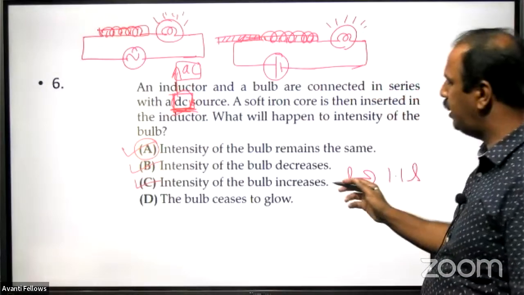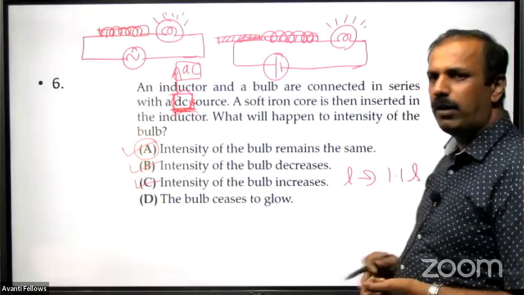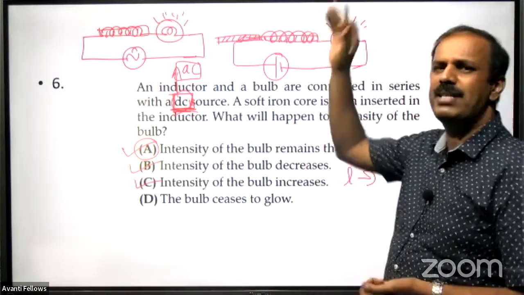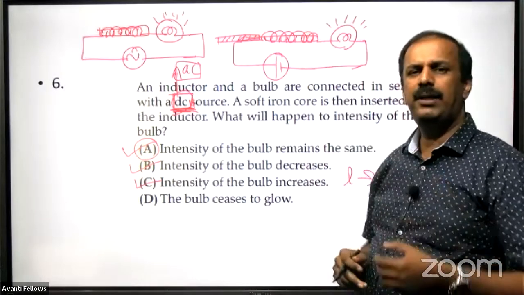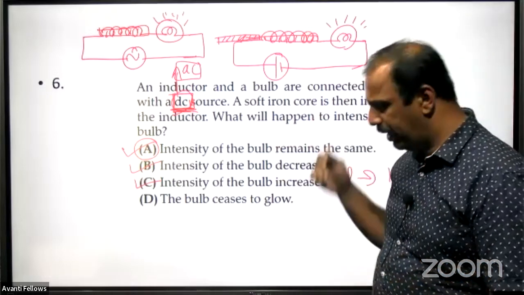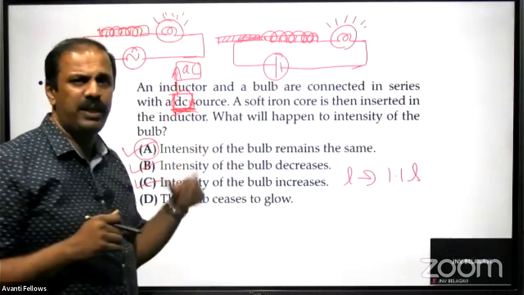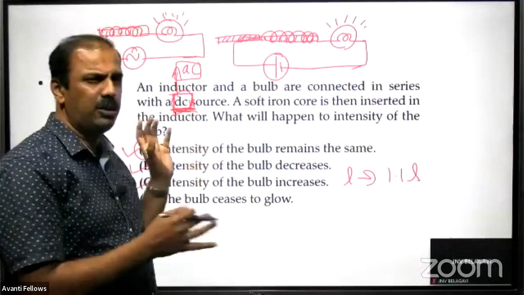Any other situation where it can increase? That's also one more situation, actually, that you will discuss when you discuss the different materials, diamagnetic material, paramagnetic material, and all. When diamagnetic materials like bismuth are inserted, there is a chance for it increasing also. That we are not discussing now because it will make confusion.